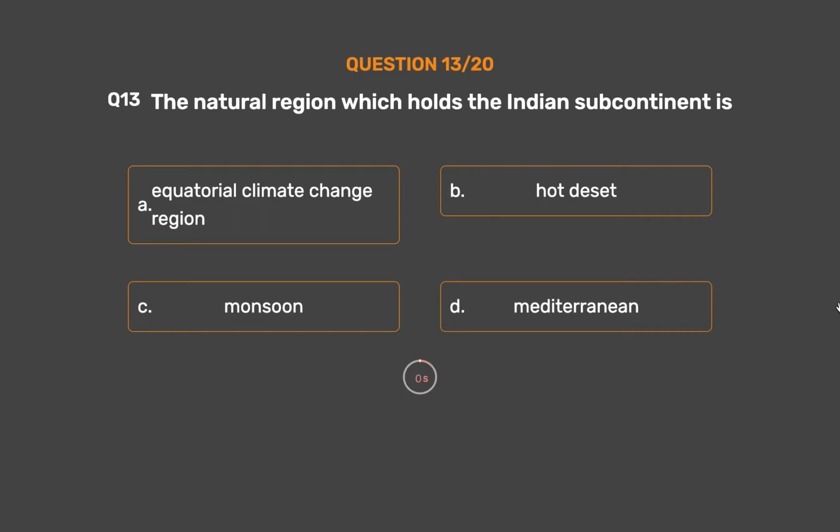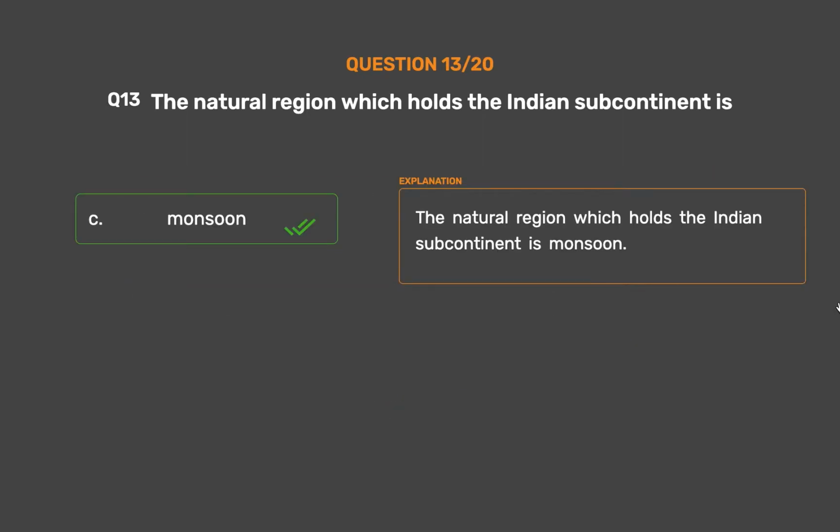The correct answer is option C, Monsoon. The natural region which holds the Indian subcontinent is monsoon.